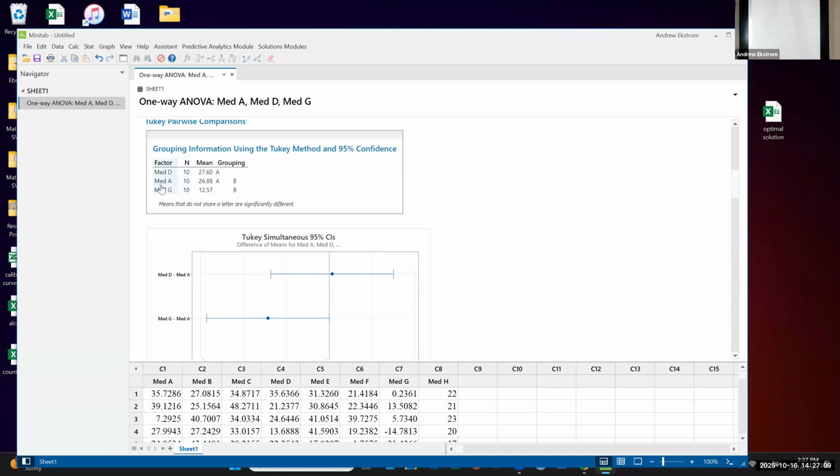So if you look here, it's actually switched around the order of everything we're looking at. And what this is trying to say here is we can't tell the difference between medication A and medication D. It's also saying we can't tell the difference between medication A and medication G. But it's putting medications A and G in one group, medication D and medication A in the same group.